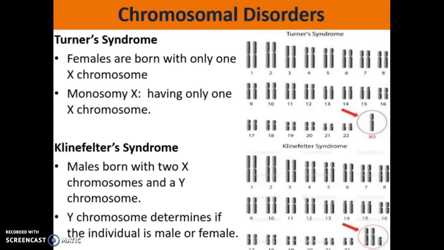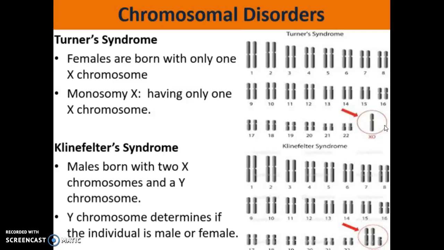An example of a disorder where somebody's missing a chromosome would be Turner syndrome. Here, if we look at the karyotype of somebody that has Turner syndrome, we see that they only have one X chromosome and no other X chromosome or Y chromosome. Because this person only has one X chromosome, they're technically a female. It's the Y chromosome that makes a male a male. So this disorder is monosomy X, having a single X chromosome. These people are also sterile, but can live relatively normal lives.